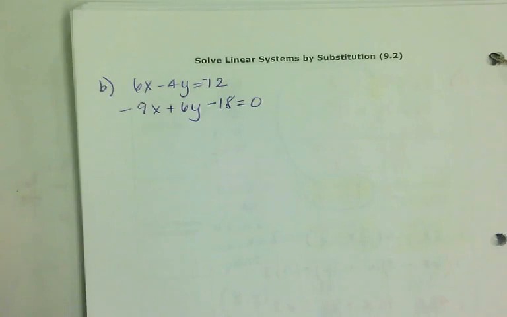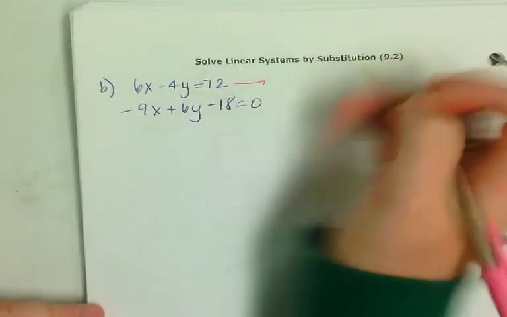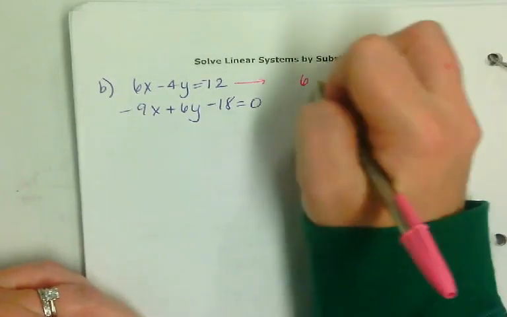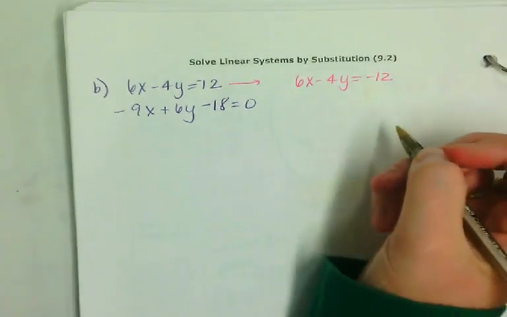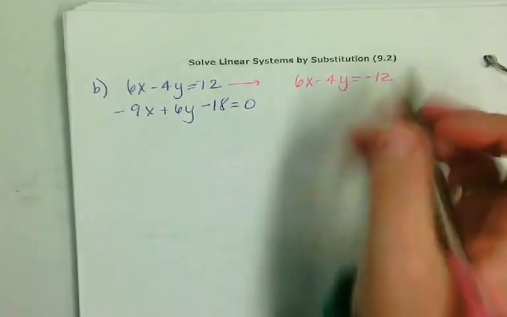If you look at them, the first one, they're all even numbers. The second one, they're all divisible by 3. So it really doesn't matter. Let's take the first one and rearrange it only because I'm telling you to do that. So 6x minus 4y is negative 12. Let's go ahead and solve this one for x, just to be different from the last one.